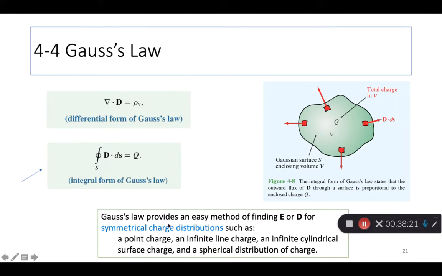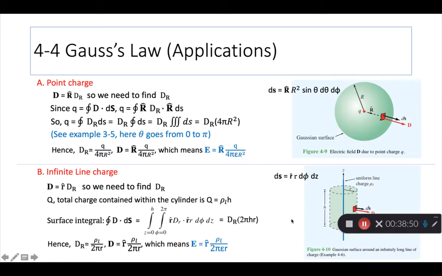All right. Gauss's law provides an easy method of finding E or D for symmetrical charge distributions such as a point charge, an infinite line charge, an infinite cylindrical surface charge, a spherical distribution of charge. So depending on which one you are working with, Gauss's law, particularly this, can help you find E or D. Okay, isn't that wonderful?